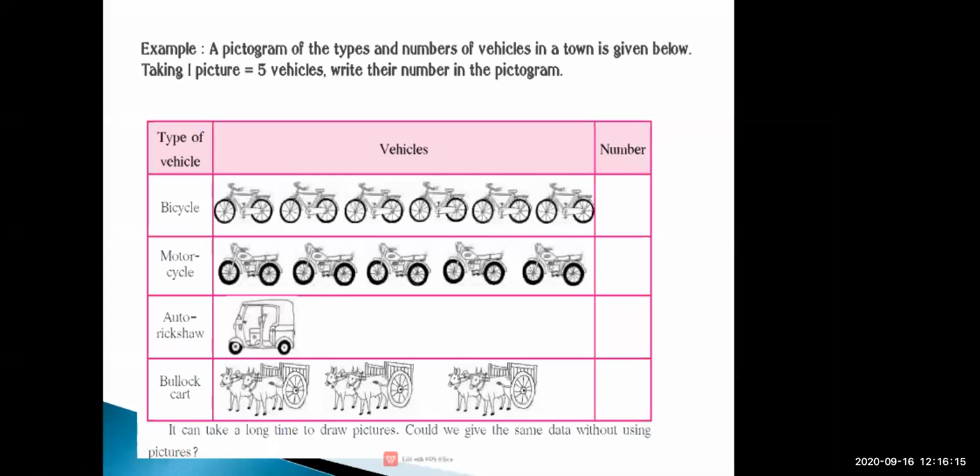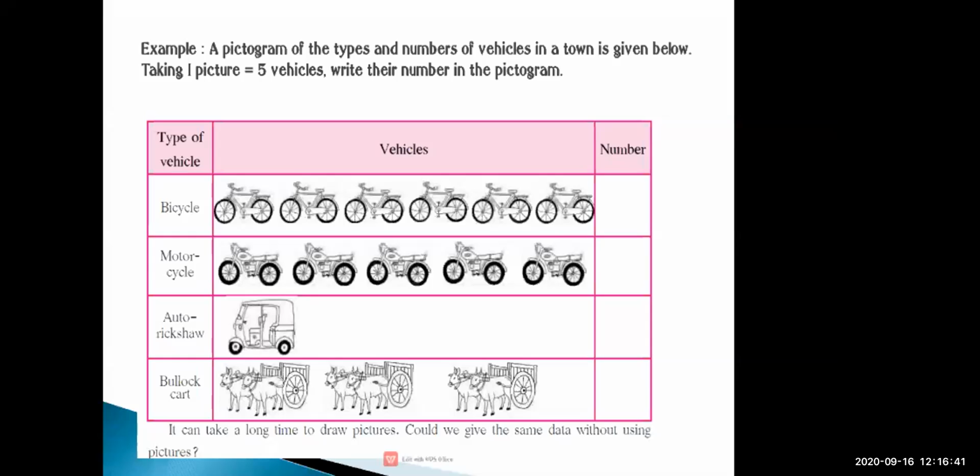Now there are how many motorcycles? 5. Very good, Khushi. She has given the first answer that there are 5 motorcycles. And the total motorcycles? Total there are 25. How did 25 come? Just write the answer how it came.